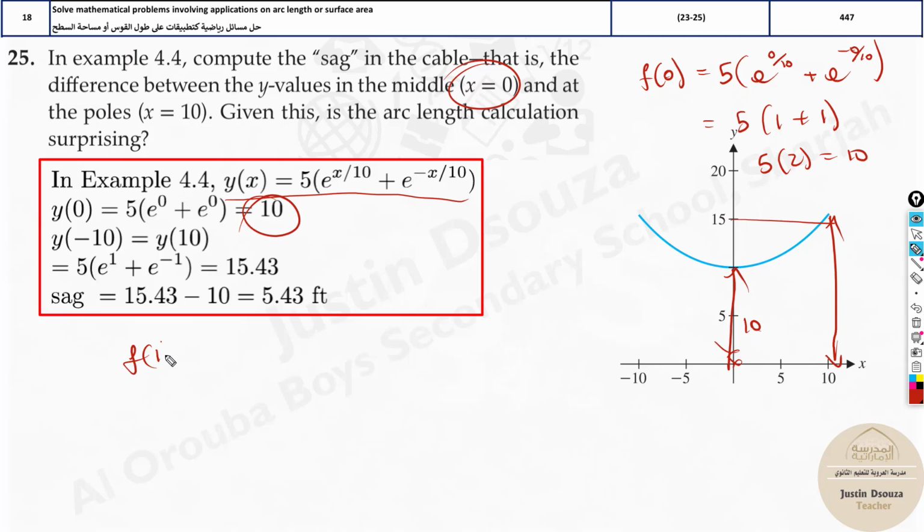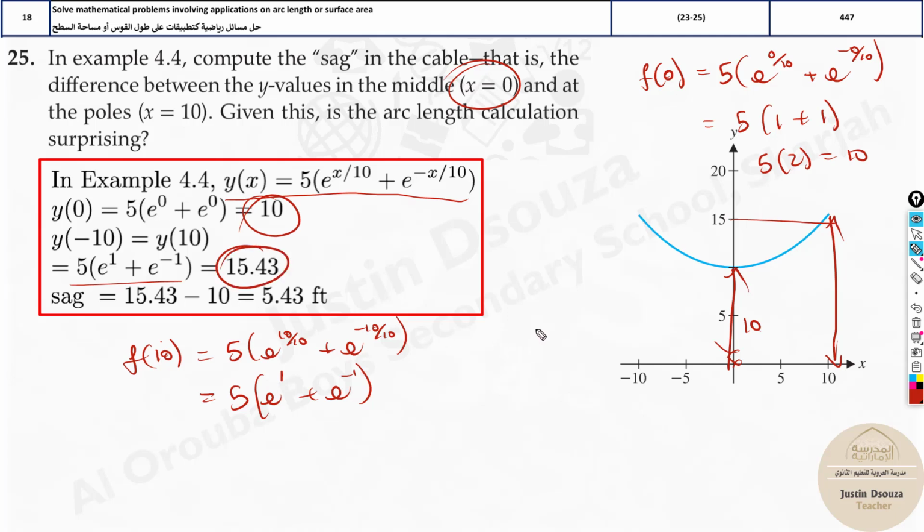So now what we do is f of 10. Same thing, instead of x, I have to just substitute 10. Now here it will be 5 times e to the power 10 by 10 plus e to the power minus 10 by 10. And over here, it's going to be e to the power 1 plus e to the power minus 1. You just have to put this entire thing in the calculator, and when you solve it, you'll get this answer, 15.43. That means over here it was 10, here it is 15.43. What is the sag here? It's 15.43 minus 10, it's 5.43. That is the sag.